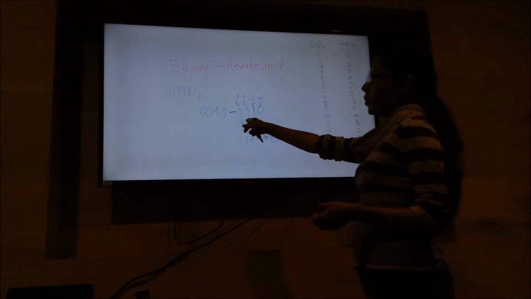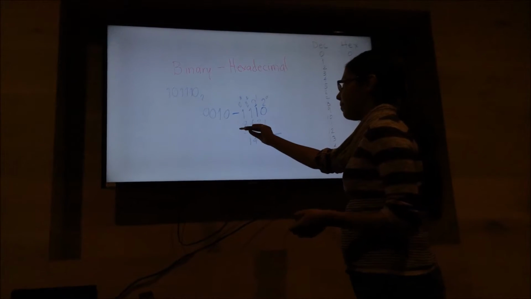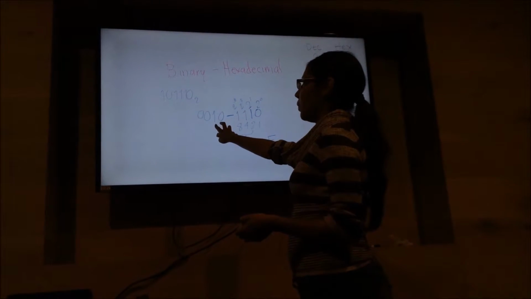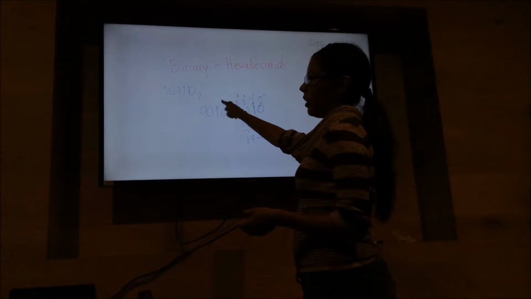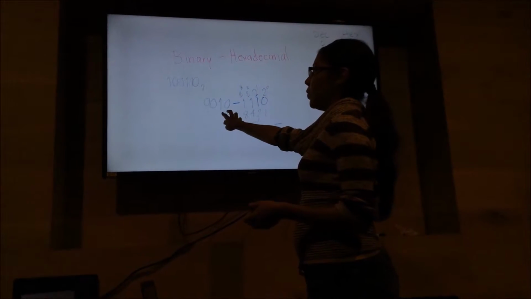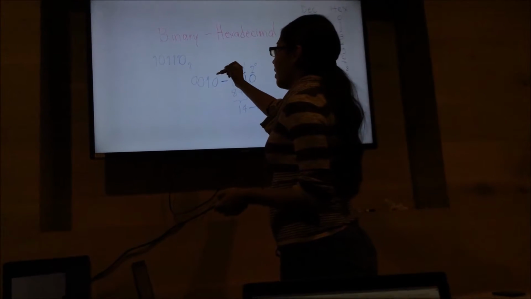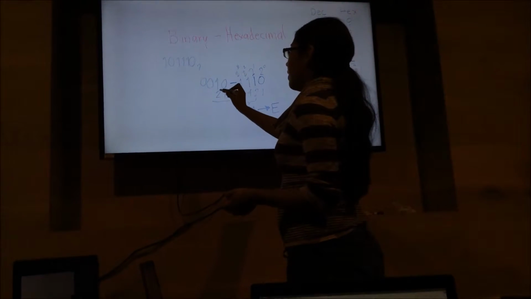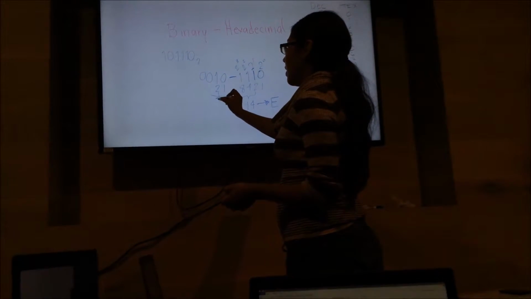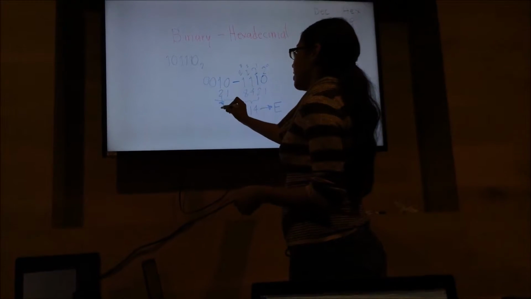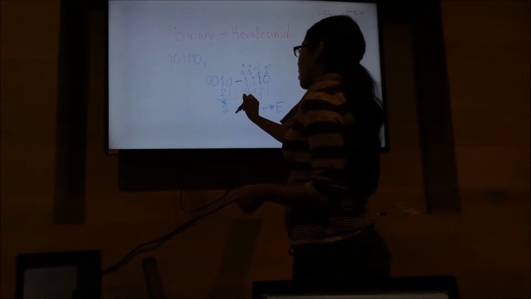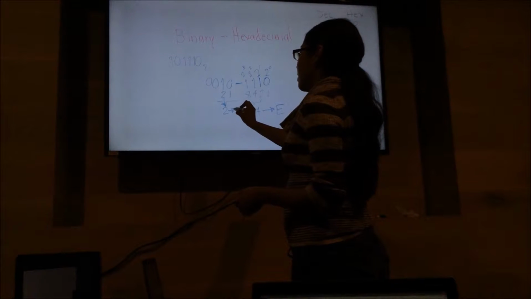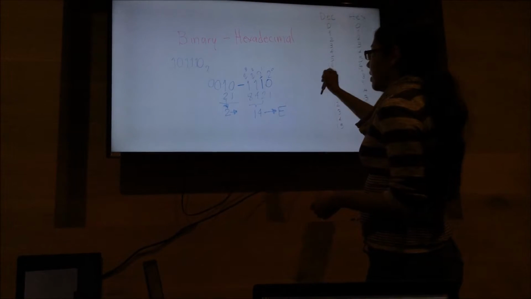Now let's continue with our other section. In this case, we just care about the 2 last digits. Here we're going to have 1 and 0. Here, the only number that we care about is the number 2. And this is going to be the same in the hexadecimal number.